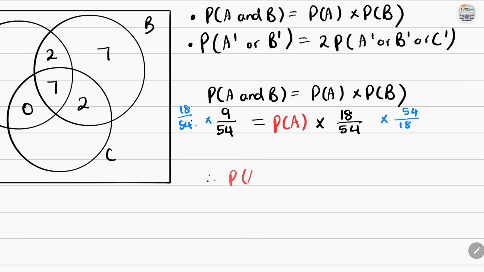So this is the probability of A, and then it's equal to, do you see that? I said 18 over 54, now 54 over 18. You must multiply by the reciprocal so that you can see that the 54 and 54 will cancel, 18 and 18 cancel. So here, 54 and 54 will cancel, and you have 9 over 18, which is a half. So we just have a half there.